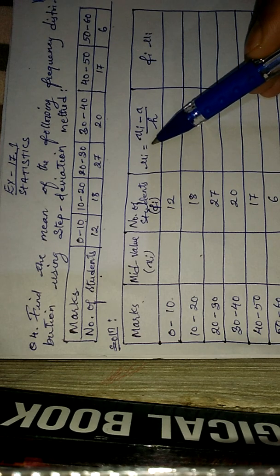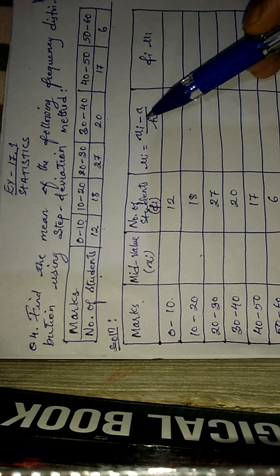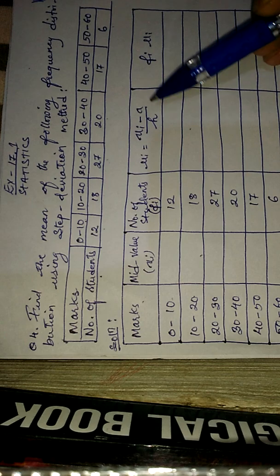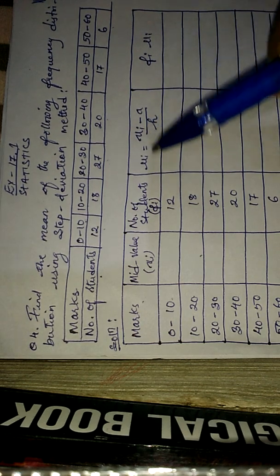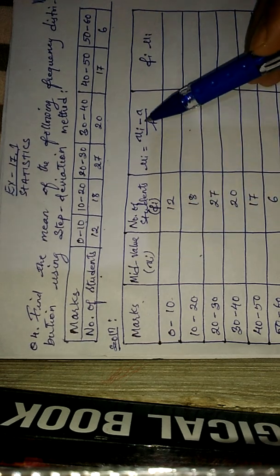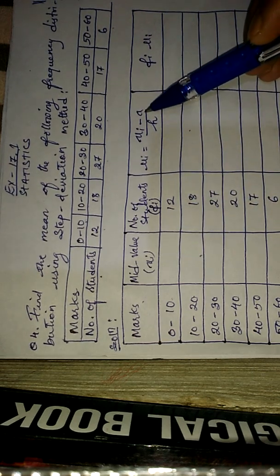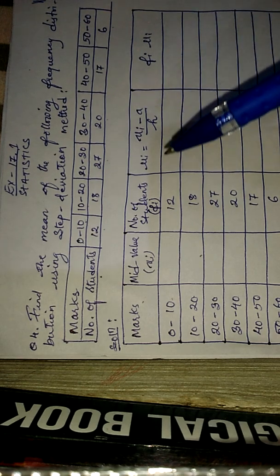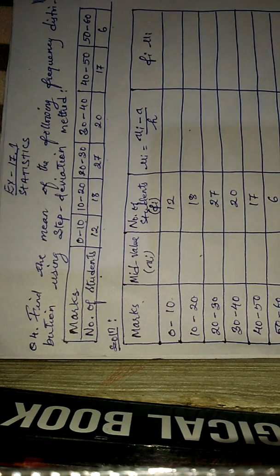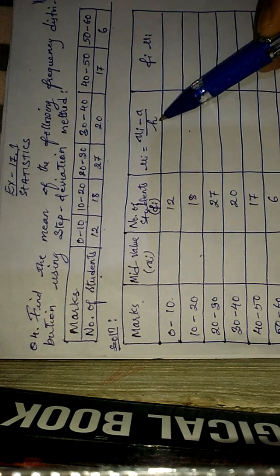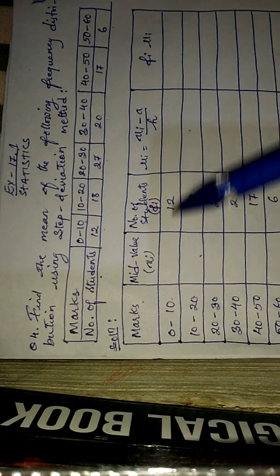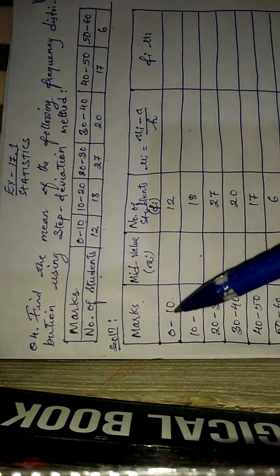ui, which is given by xi minus a, divided by h. Here xi stands for the mid value, a stands for the assumed mean, which is a value we have to assume for our mean from the mid values, and h stands for the width of the class. Here, how to find the width?